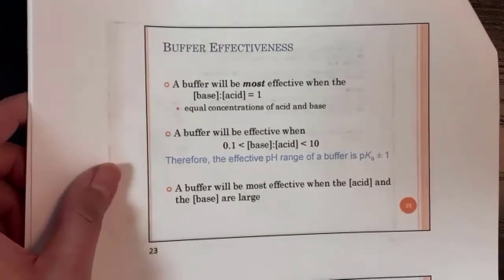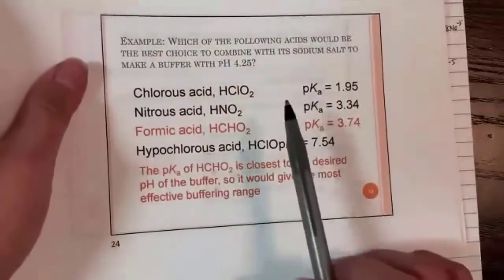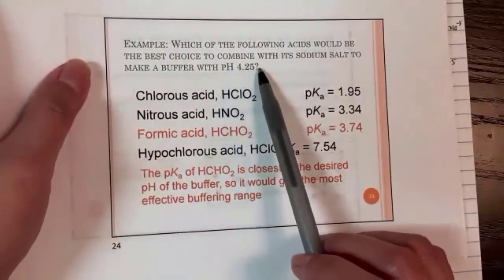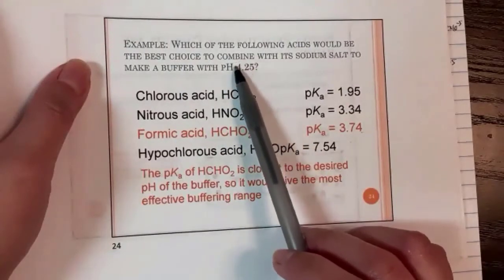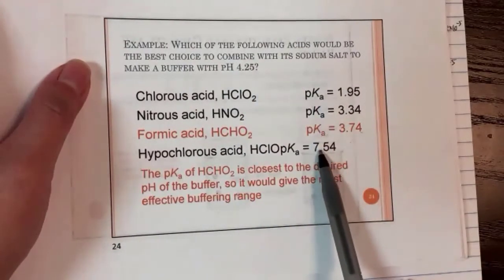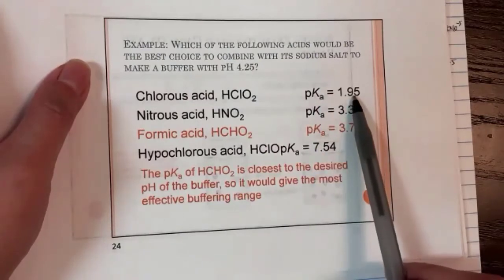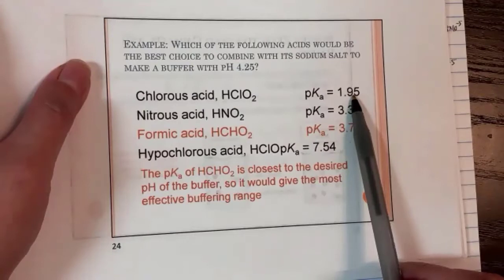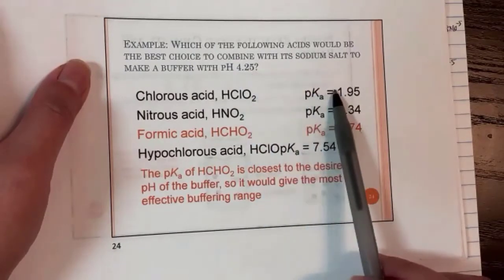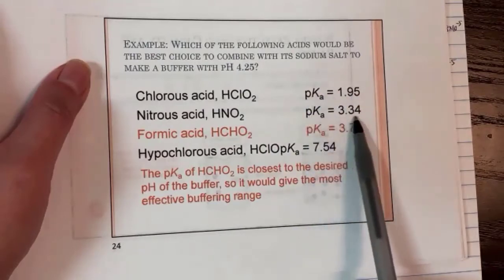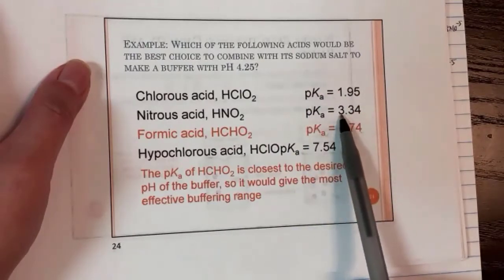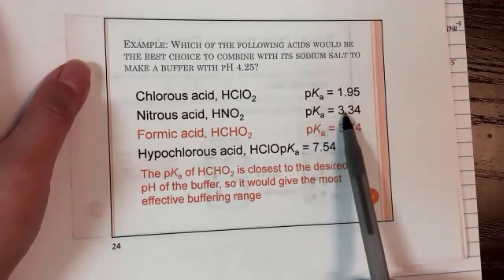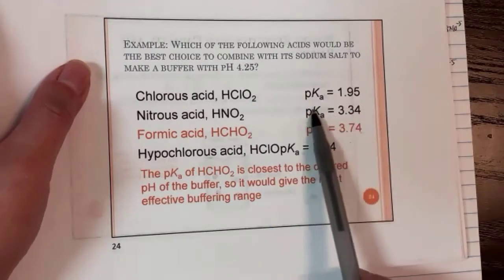So we'll be trying that here. Now take a look at this one here. It says you want to make a buffer with pH 4.25. So you want to pick a pKa that's closest to 4.25, okay? Now, if the pKa is 1.95, you can make a buffer from 0.95 to 2.95. That will not reach 4.25, so this is out of the question. Now, the second one is actually possible because you can make from 2.34 up to 4.34, right? Yes, you could possibly make it with nitrous acid, but it's going to be on the brink of the last side of effectiveness.